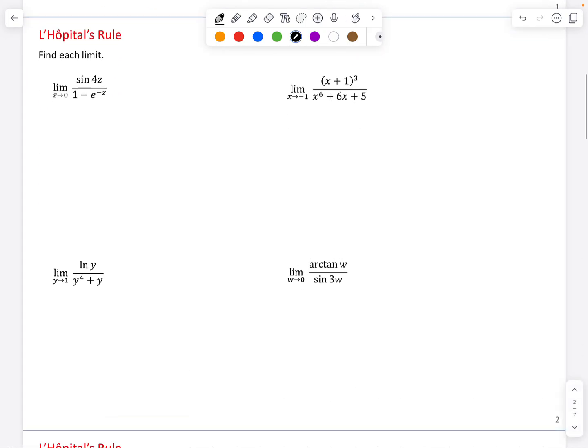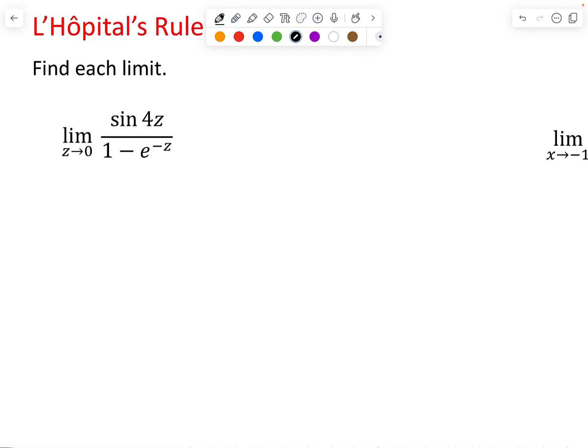This is just more examples where L'Hopital's rule might be useful. We have 4 limits. First case, let z approach 0. The numerator will approach 4 times 0 is 0, and sine of 0 is also 0. So the numerator approaches 0, and the denominator, well, negative 0, 0, e to the 0 is 1, and 1 minus 1 is also 0.